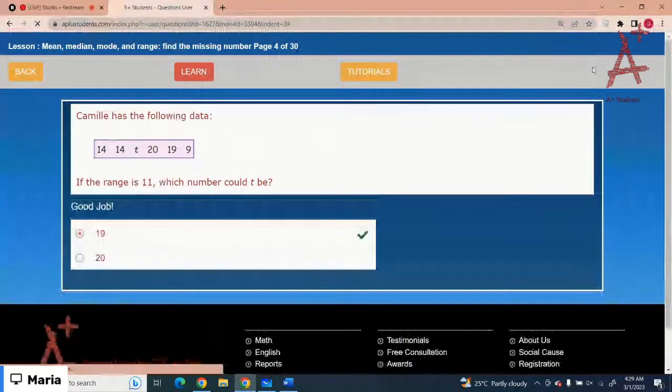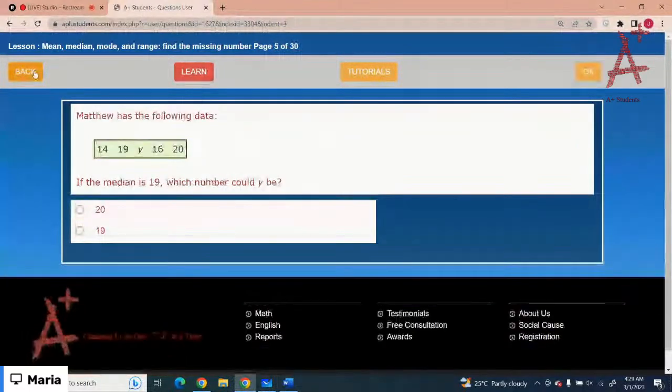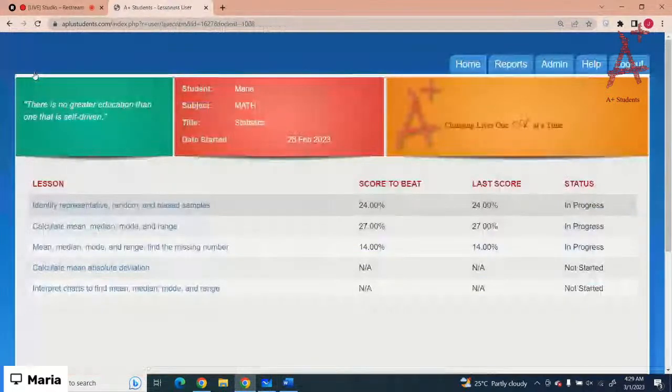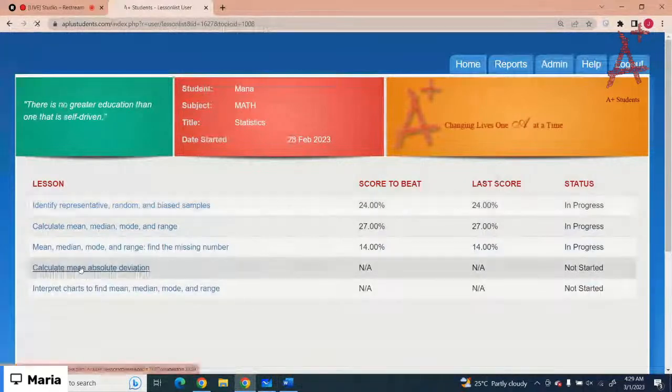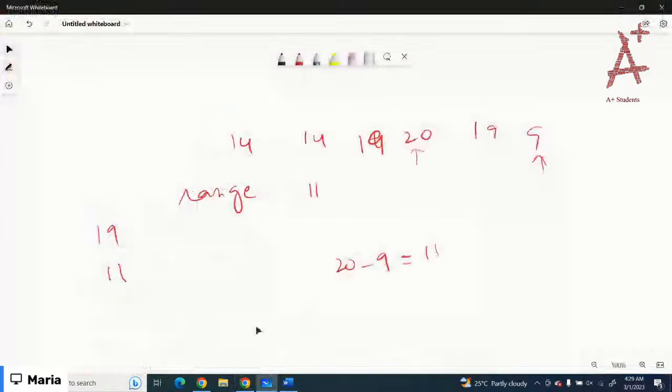Okay, you can complete the test by yourself today. Let me just move on to the next lesson. The next lesson is calculate mean absolute deviation.